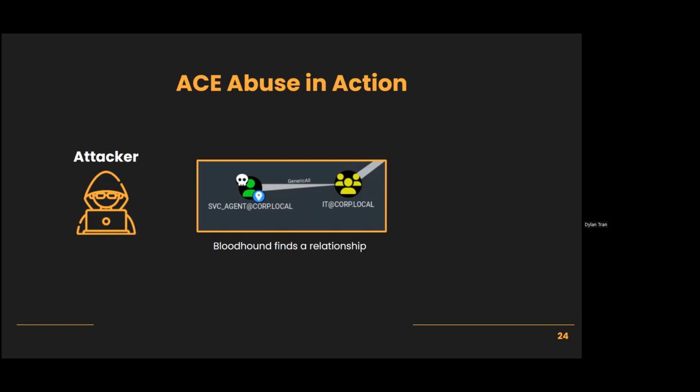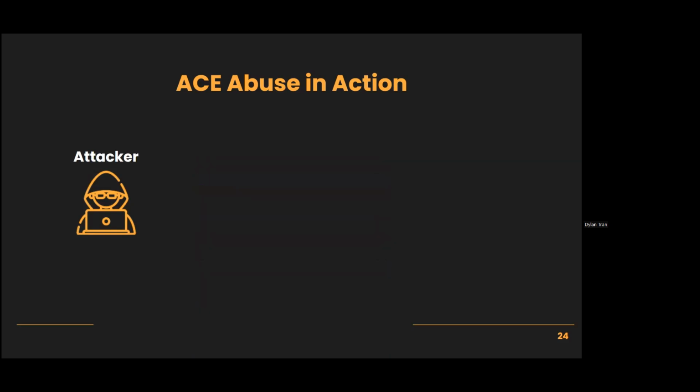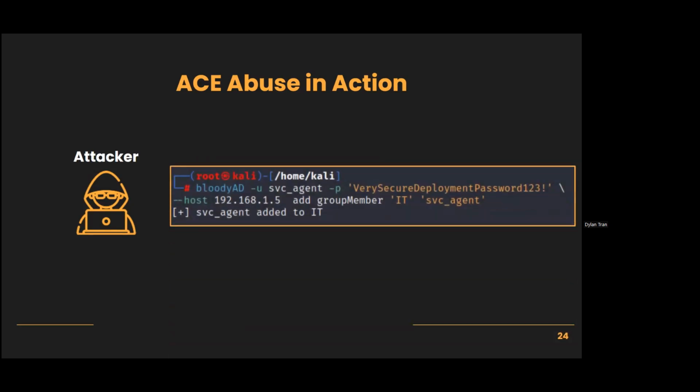GenericAll just means all of the generic permissions. So reading, writing, might even be able to, I don't know if we could delete it, but we could do a bunch of stuff to it essentially. In Bloodhound, you can actually right click it and click help, and it tells you how to abuse it and what it is. It's really convenient. Now that we know what relationship we have, what ACE we have, we can abuse it with the BloodyAD tool. In this case, because we have GenericAll, we could just add ourselves to that IT group. We're not a part of IT, but we have the privilege to just add ourselves in.